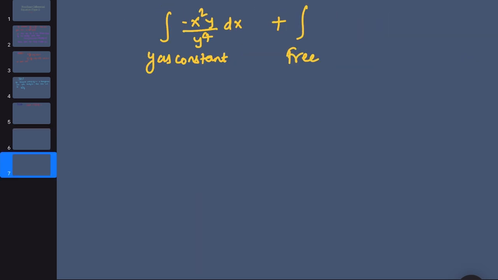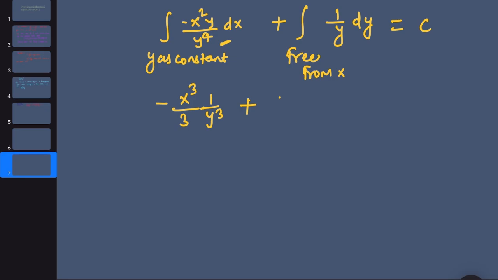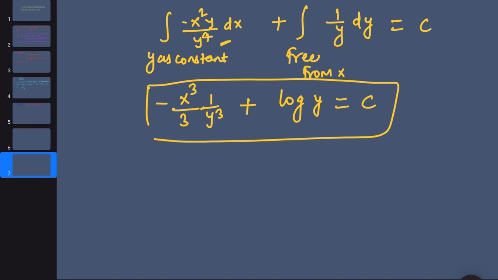So plus the term independent of x, 1 upon y dy, equal to c. So the integration with respect to x gives x cubed over y cubed, where y works as a constant, plus log y equal to c. So this is the general solution of the non-exact differential equation. In the next lecture we will discuss other types of non-exact differential equations. Okay, thanks.